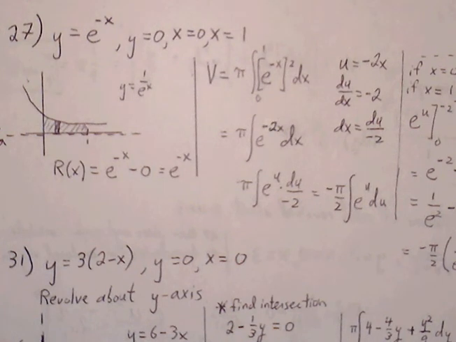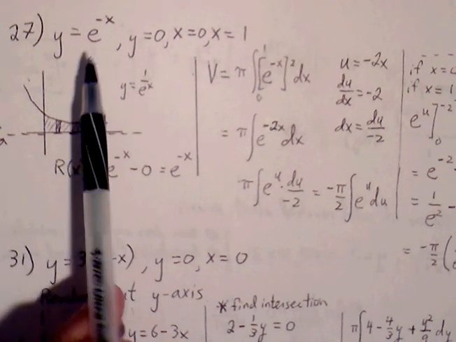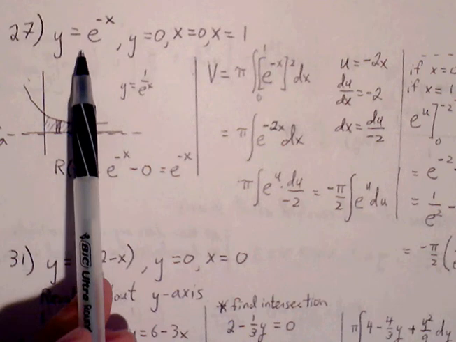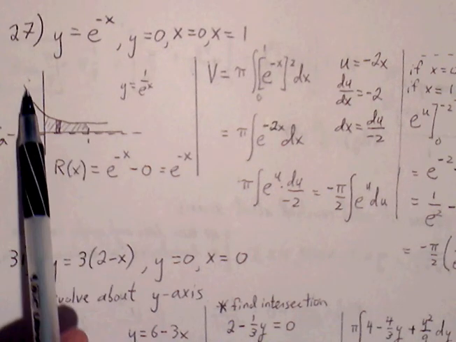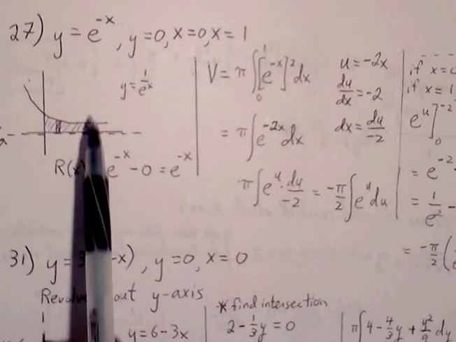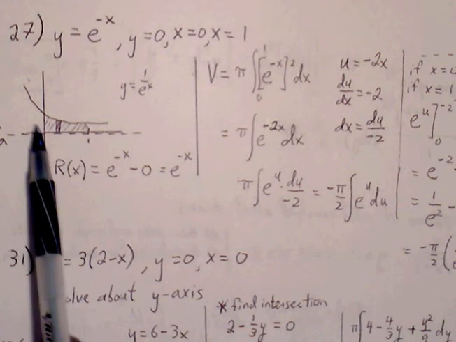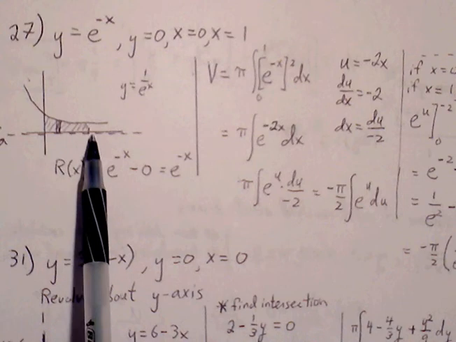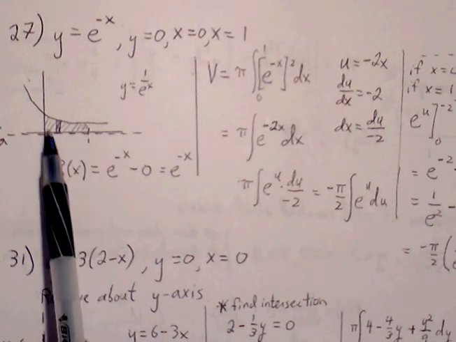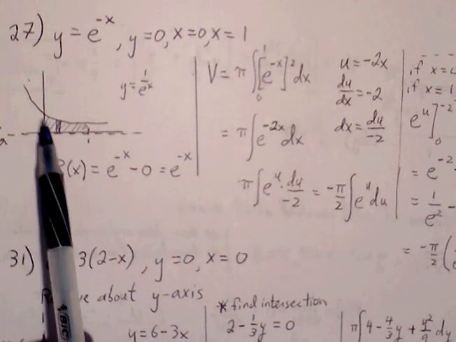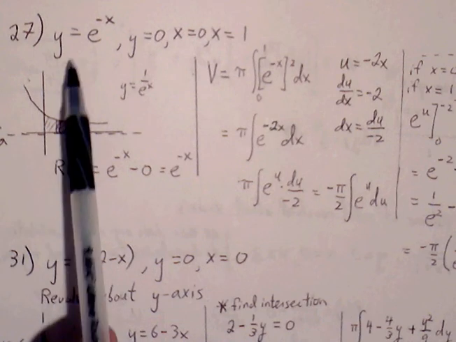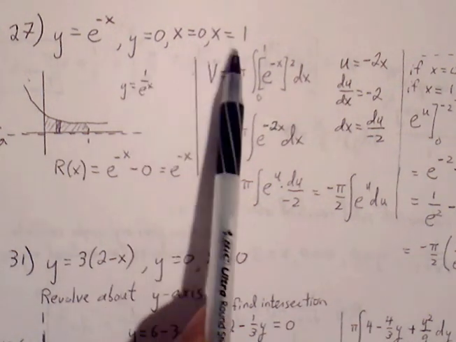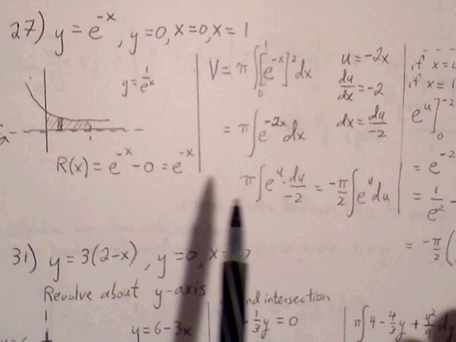Let's finish up on the homework for 7.2a over disk method. So our functions are y equals e to the negative x, given by this curve here. Y equals 0, that's the x-axis. X equals 0, the y-axis. X equals 1, this vertical line here. So we see that the shaded region includes boundaries that's contributing from each of the lines and graphs.